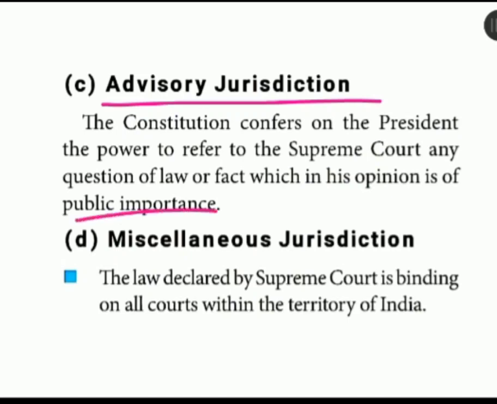The next one is miscellaneous jurisdiction. What is meant by miscellaneous jurisdiction? The law declared by the Supreme Court is binding. Binding in the sense of controlled. The Supreme Court has the power to control all the courts within the territory of India. It has the power to control the High Court, Subordinate Court, District Court and other courts also. Okay, that's the thing, children.